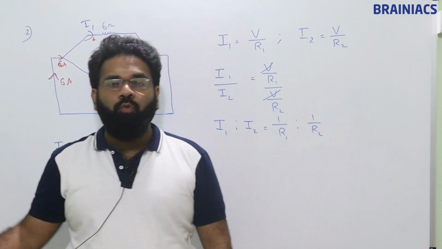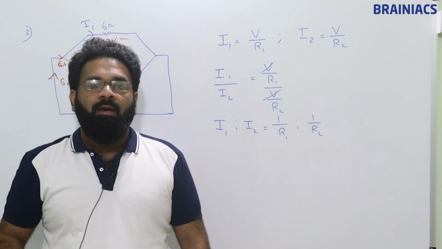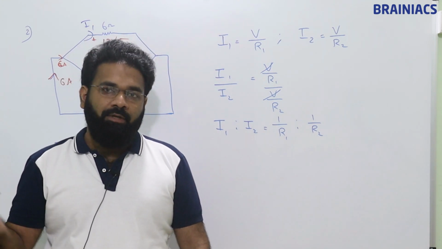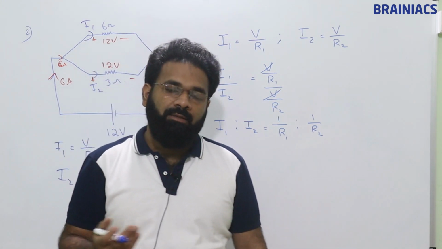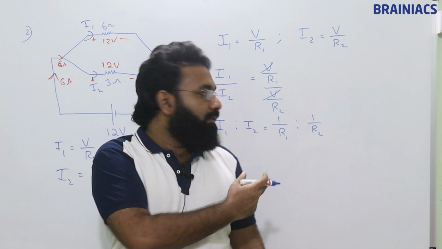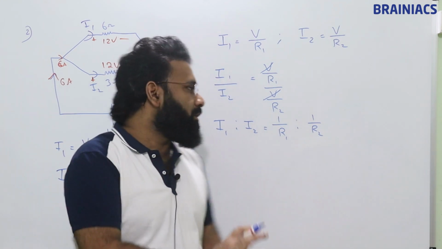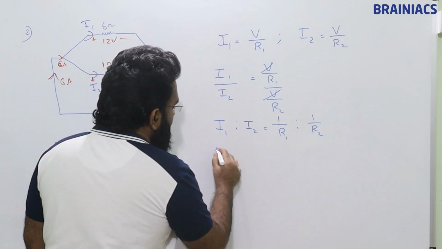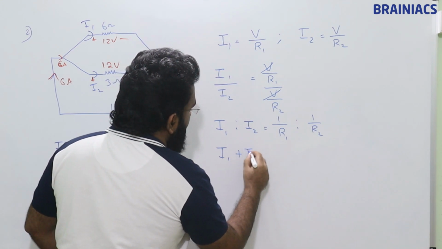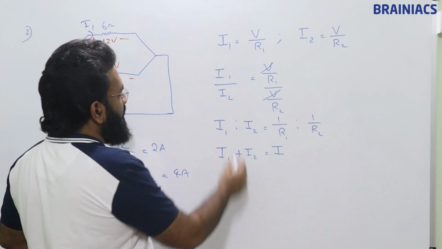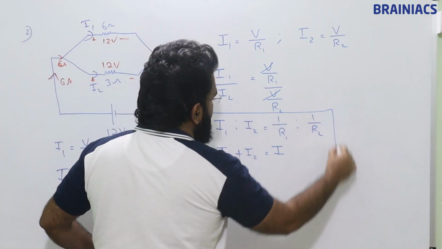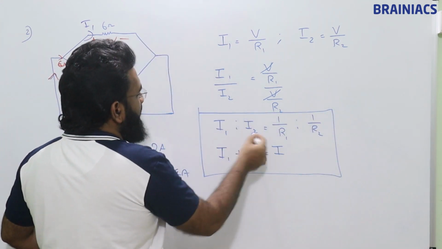If we have only 2 branches, then we can apply the current division rule, just like the voltage division rule. I will tell that also. But if we get more branches, then we will use this technique. So this is also important. And one more thing, I1 plus I2 is equal to I, that is the total current. So remember this.